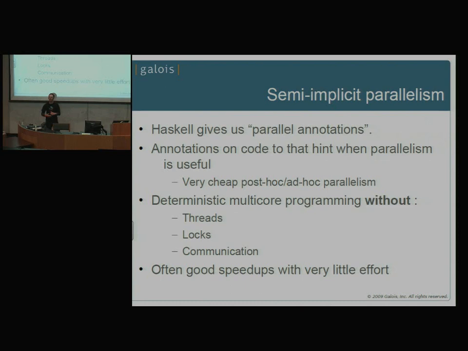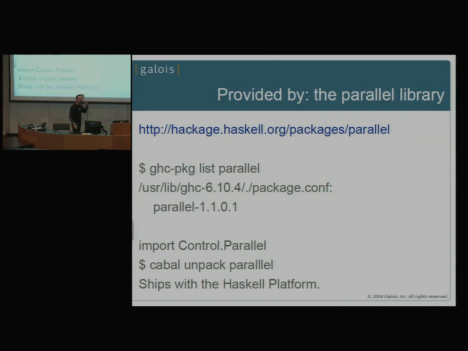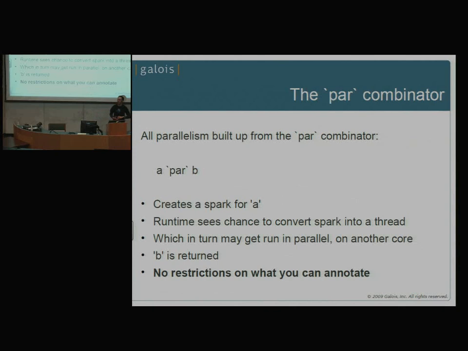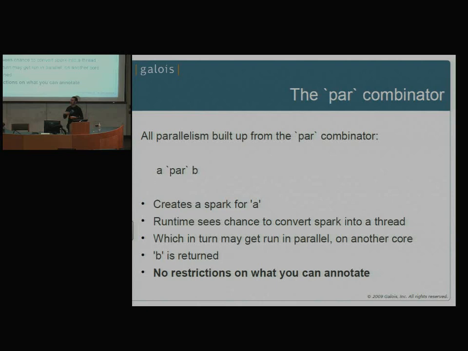So this is in the parallel library. If you have the Haskell Platform installed, you can say cabal unpack parallel, and it will just dump the source into your current directory, and you can play around with it. And this is in every GHC bundle. So how does it work? You have this par combinator, par. Two arguments. The first is the thing you want to speculate on, and the second is the thing you want to evaluate right now. So this just says it would be a good idea to evaluate A at the same time as B, and then evaluate B.